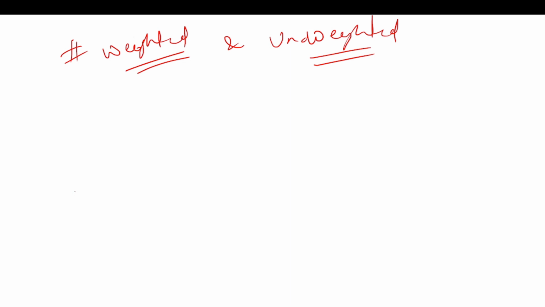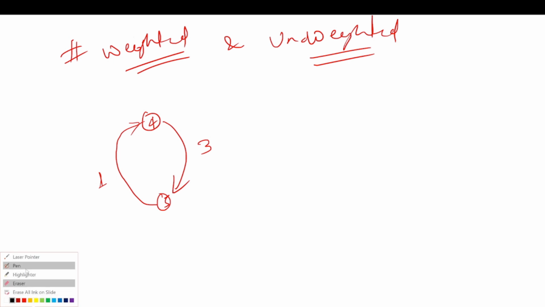Let's suppose we are given a graph that contains some nodes. Let's suppose I have the same one that we have talked about. Let's suppose this is 4 and this is 5. This edge contains 3, but when it is going back to the same one, it contains only 1. Let me clean this. So the weight here is 3, but the weight here is 1.